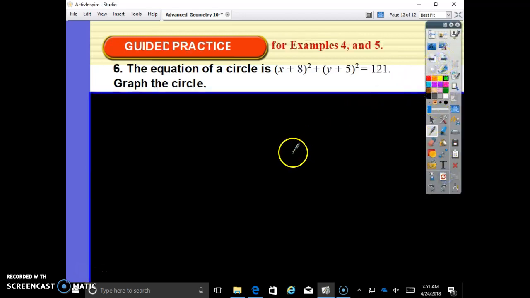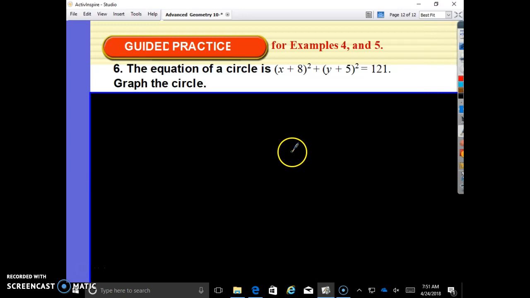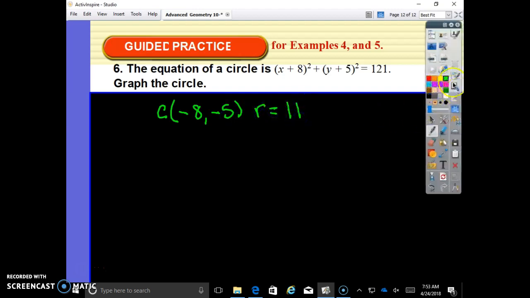And then here is our last one. Pause the video once again and attempt this problem on your own. I want to make sure that you guys are solid. All right, so now let's kind of quiz you guys on this. So what is my center? Perfect. And what is my radius? Awesome. The square root of 121, which is 11.